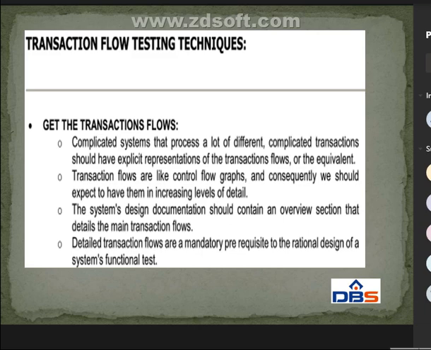Here, if we are performing the documentation, we cannot say that it is a small thing. In the case of complicated systems, the process may have complicated transactions, and it should have explicit representations of the transaction flows. We have two types of representations: one is implicit representation, and another one is explicit representation.